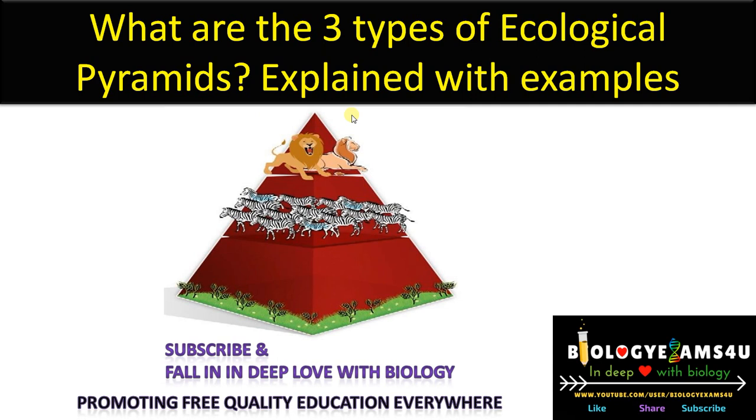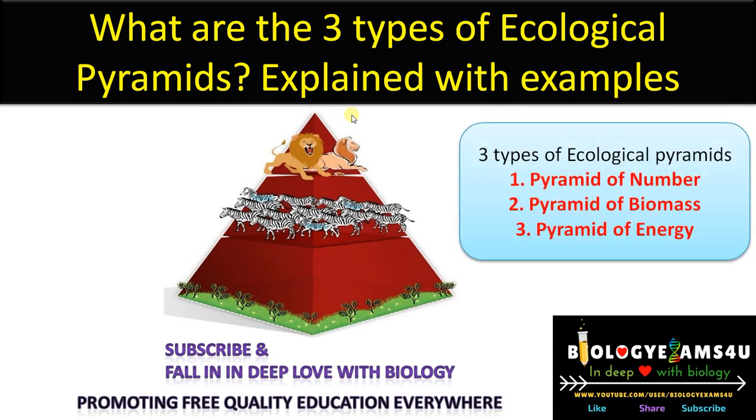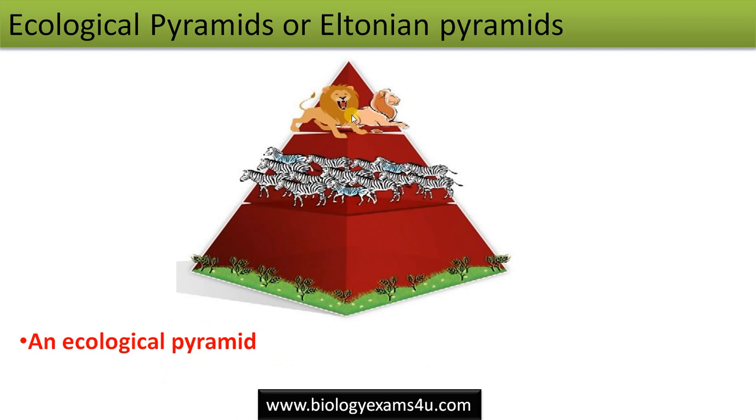Today we are going to discuss what are the three types of ecological pyramids with examples. The three types of ecological pyramids are the pyramid of number, the pyramid of biomass, and the pyramid of energy. Let's move into the detail.